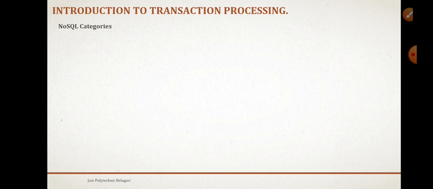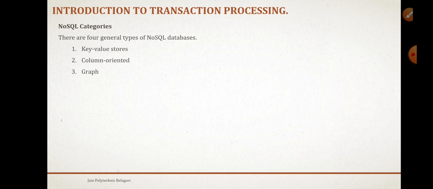So first we see NoSQL categories. There are 4 general types of NoSQL databases. First one is key value stores, second is column oriented, third is graph, fourth is document oriented. So we'll see one by one.